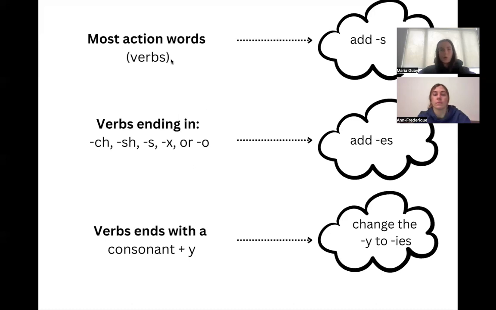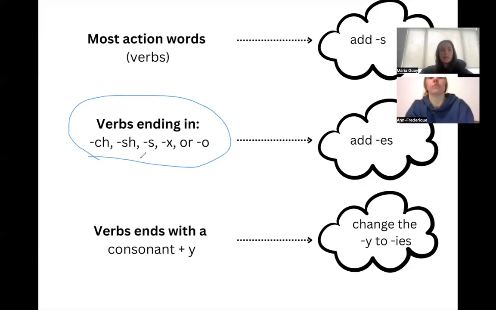So as you may know, most verbs at the end, we add an S when we conjugate it to the third person. So sometimes people take this rule and apply it to every verb, but it is not the case. All right, so there are certain exceptions. So as we can see right here, I'll just circle it. So verbs that end in CH, SH, SX, or O, we have to add ES at the end. Okay, so we don't only add an S, we add ES.